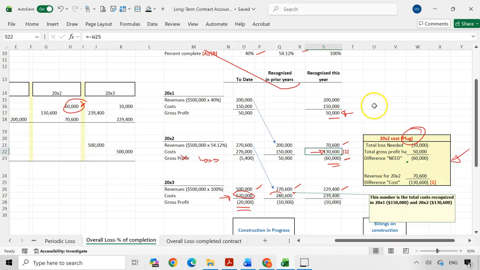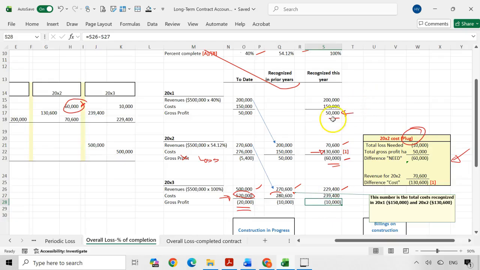I recorded $130,600 of costs in year two. So the total of that is $280,600 of costs that I've already recorded. So in the current year, the last year of this project, my total cost is $520,000. I've already recorded $280,600. So my remaining cost to record is $239,400, which gives me a gross loss for 20X3 only of $10,000.